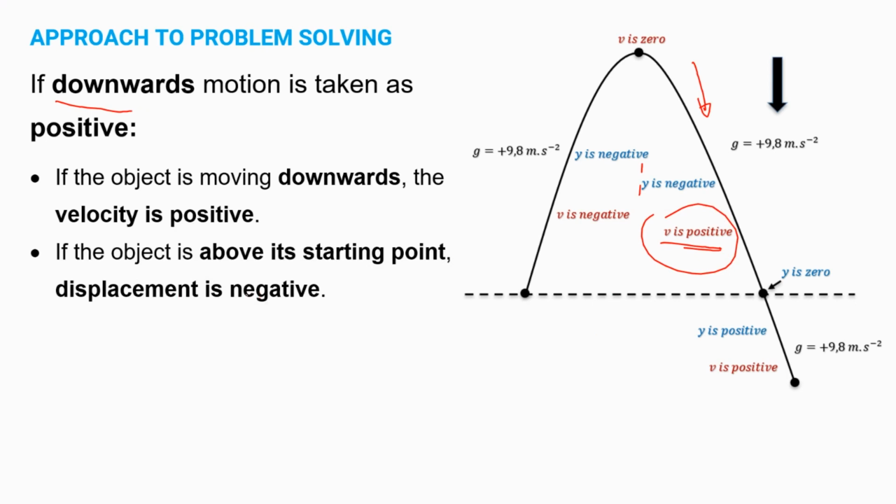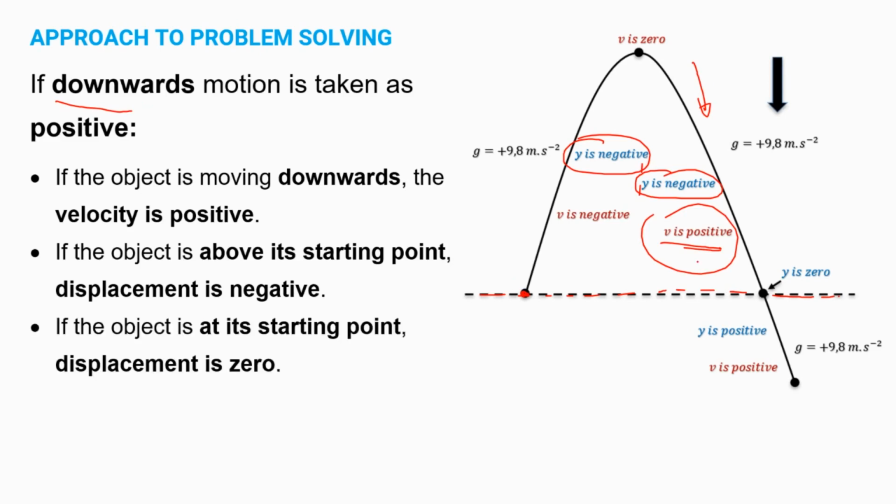And then let's talk about the displacement. If the object is above its starting point, this is the starting point, displacement is negative. Remember, downward motion is taken as positive. So above the starting point, displacement will be negative.